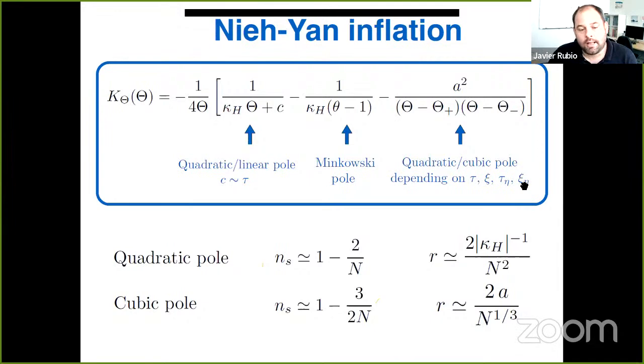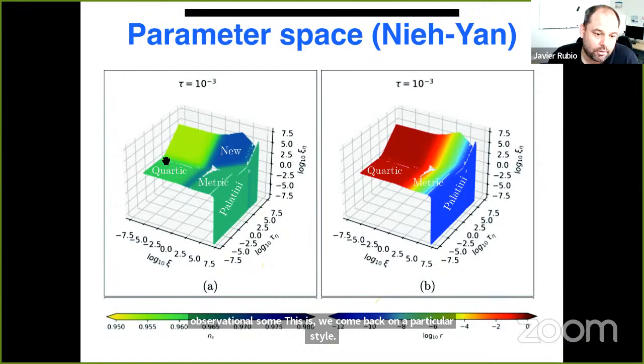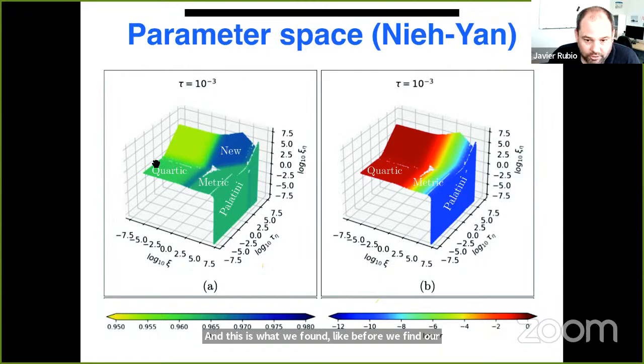Again, as we did before, we can compare this with observations and perform a parameter scan, and this is what we find. Like before, we find a region of Higgs quartic potential, which essentially corresponds to small non-minimal coupling. When we increase the non-minimal coupling, we transition to a metric case in which the observable coincides with the usual metric Higgs inflation, and when we increase the coupling even more, we transition to this Palatini region.